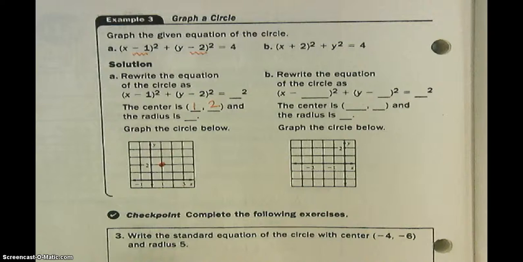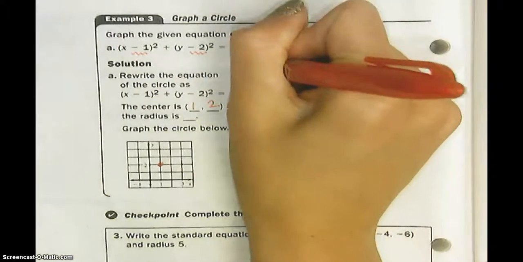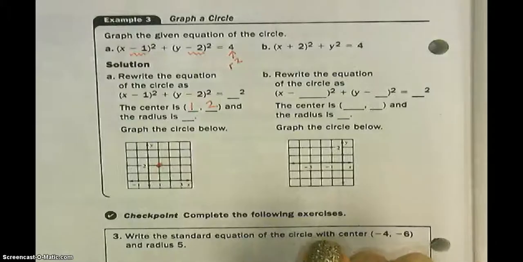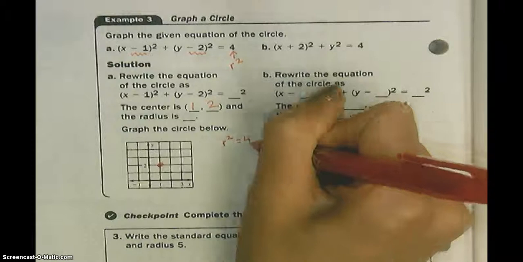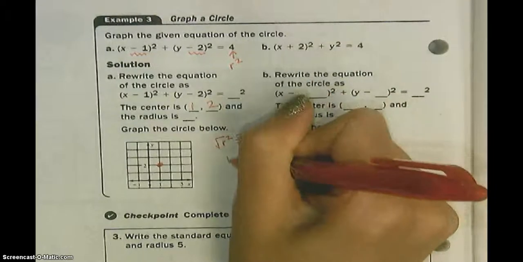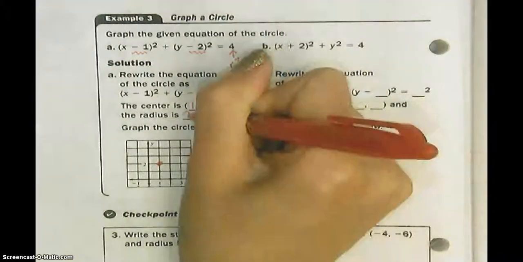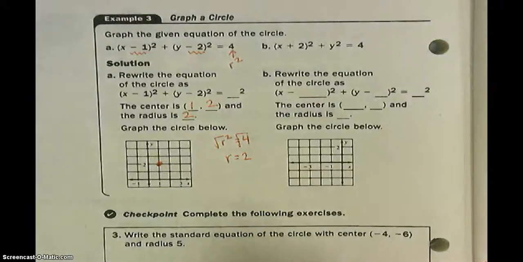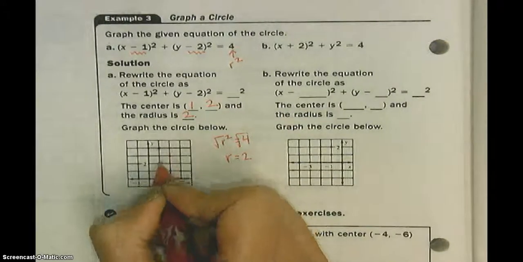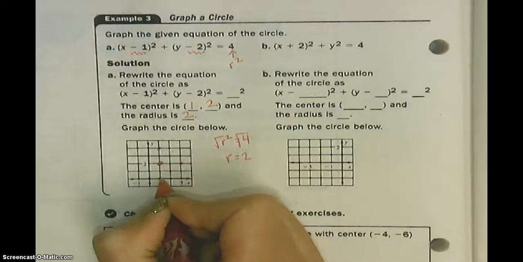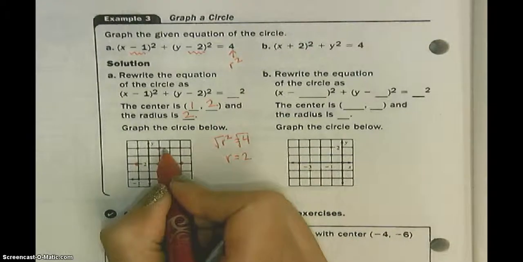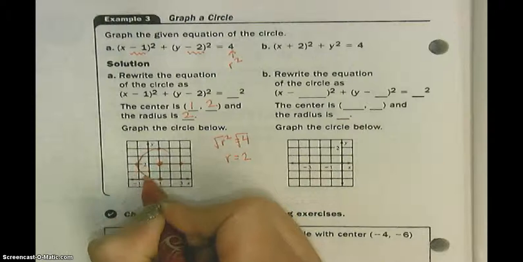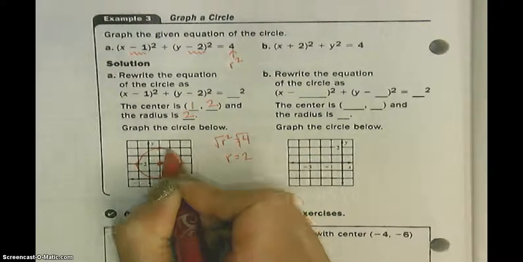Well, we got to find the radius. And if you remember, this stands for r squared. So if r squared is equal to 4, then r equals 2. The radius is 2. So I'm going to go up 2, right 2, down 2, left 2. Now try to make this look like a circle. Don't make it look like a diamond or an oval or an egg. Do your best to make it look like a circle.